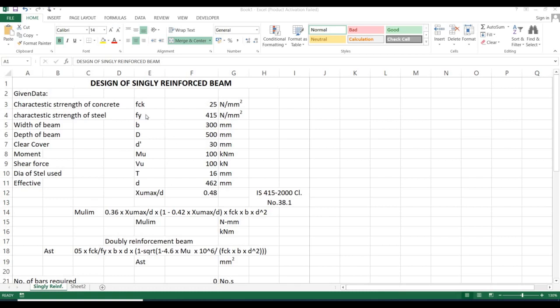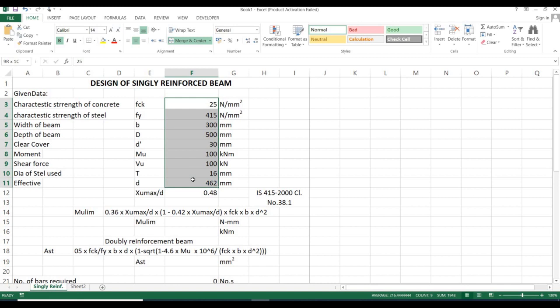Hello friends, in this video we are going to discuss the singly reinforced beam using the Excel sheet. We are going to discuss how we insert the formulas in the Excel sheet so that it will be helpful in the manual design of the beam. So here we are going to design the beam; these are the given data.